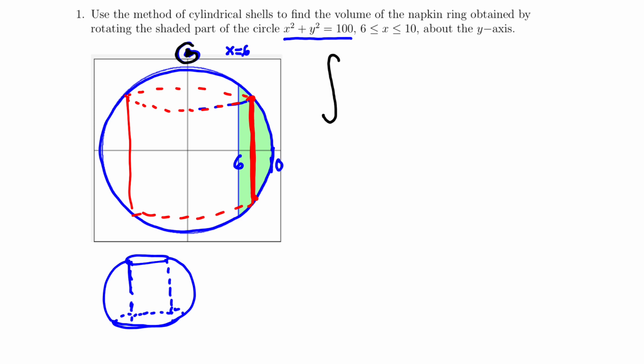Do you see it now? I'm sorry about that. Sorry, guys. I got so excited about my cylinders. Do you guys see what we're doing, right? We're taking that green area. We're rotating that green region about the y-axis.